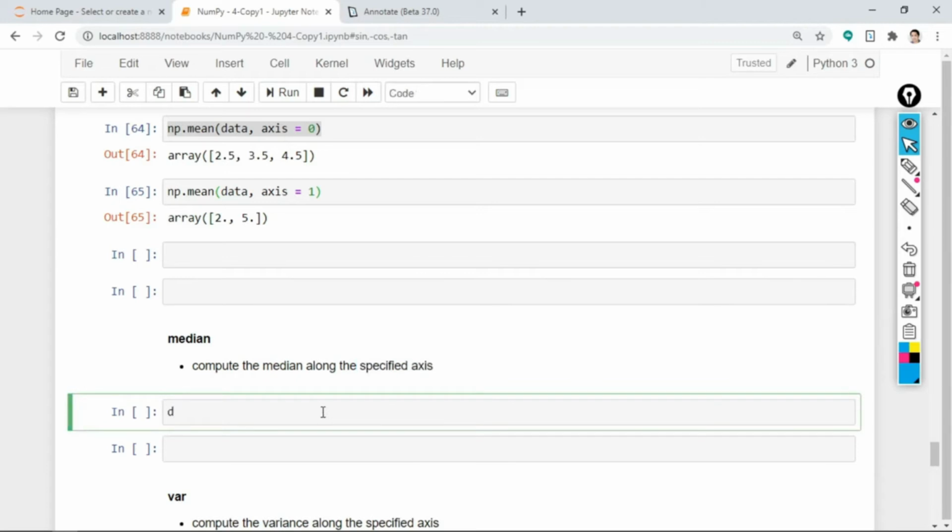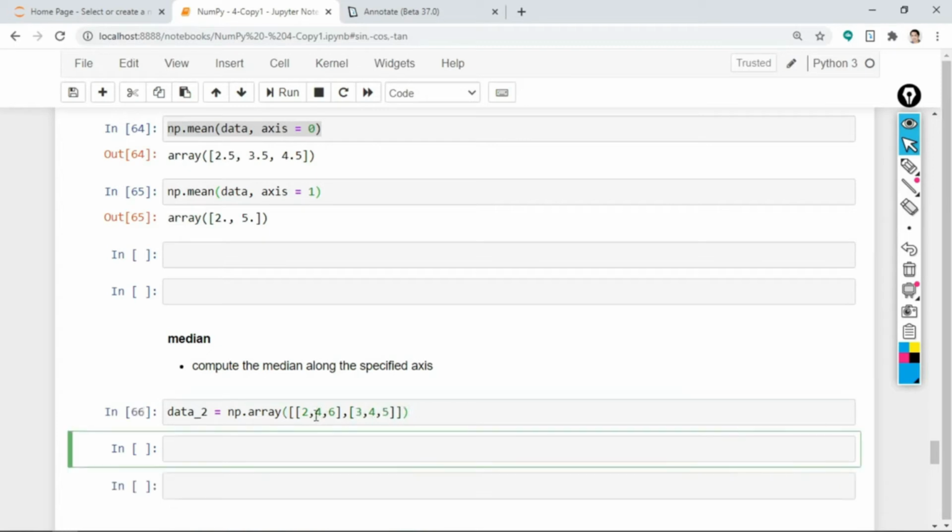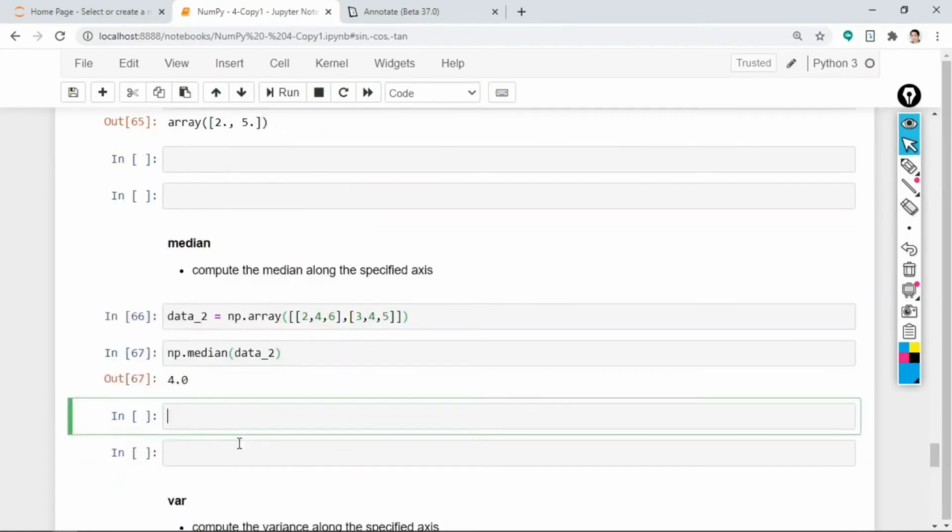So for example, we have data 2, we have np array. So again, I'll go directly with multi-dimension. So 3, 4, and 5. Okay, we have np dot median using data 2. Okay, so we have 4 as the value.